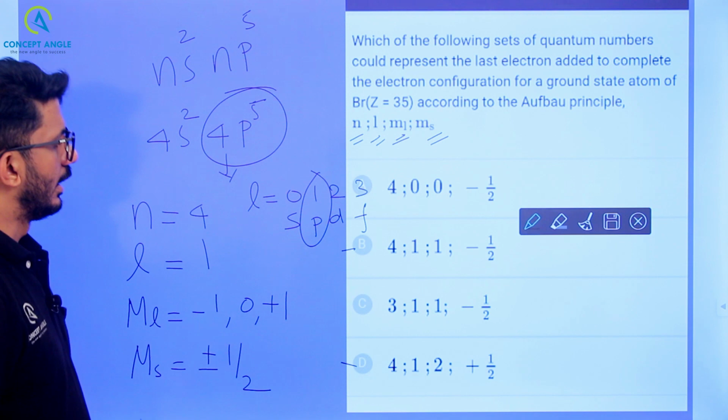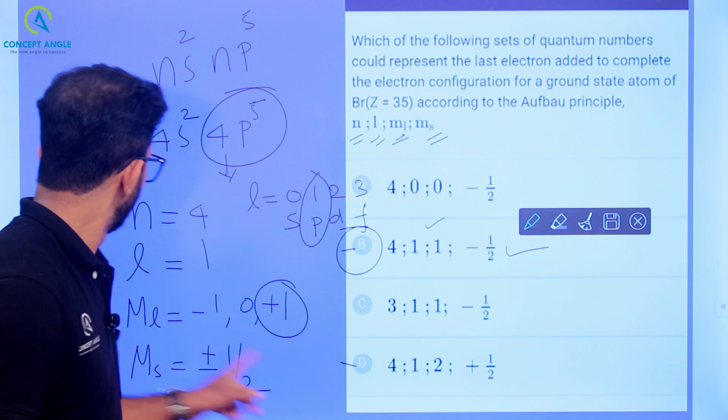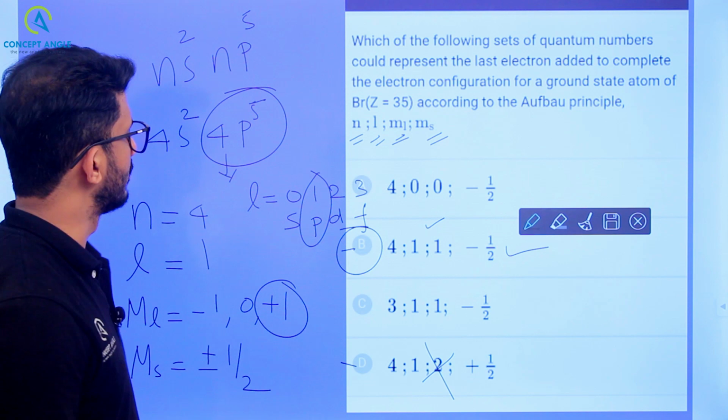-1, 0, +1. So +1 is there. So the option is B. This is the correct answer. -½, or +½. When l is 1, ml can never be 2, so that is not the option. Our correct answer is option B.